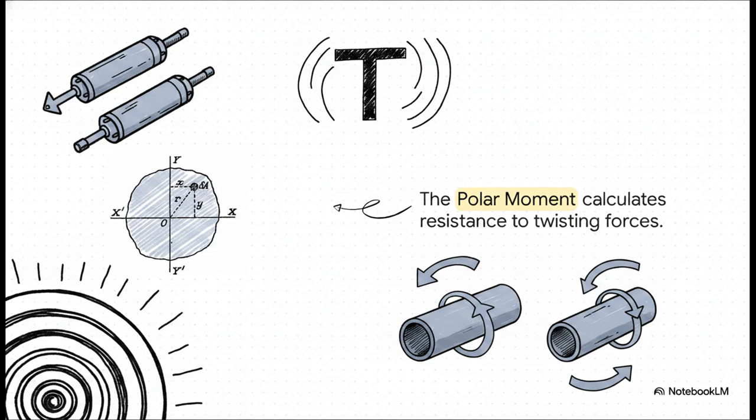To calculate how much a shape resists twisting, we use something called the polar moment of area. Instead of measuring the distance to a flat x or y line, we look at a tiny ring at a radius r radiating out from the very center point, the z-axis. By integrating this across the whole circle, we find out exactly how much a solid shaft or a hollow pipe will fight back against being twisted.